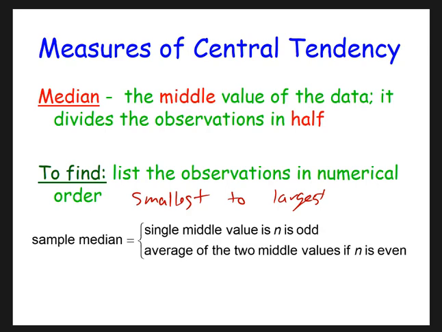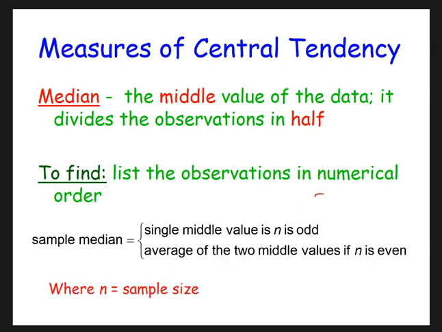So to find the sample median, the single middle value, there's two different cases here. If we have an odd number of items, n is an odd number, remember n is the number of items in the list. If n is odd, there's one value in the middle. If n is even, then there's going to be two values in the middle, and we have to average those two together.